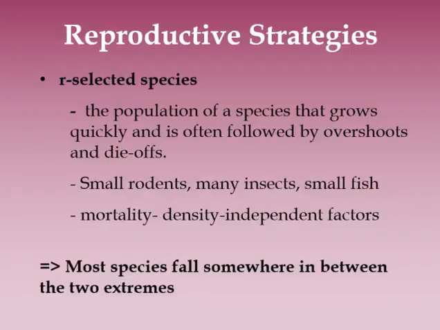At the other end of the spectrum, there are R-selected species. R-selected species reproduce rapidly. They have a short generation time. They produce lots of offspring each time they reproduce, and they reproduce often. Examples of R-selected species would be insects and small fish. Their mortality is more likely to be affected by density-independent factors like forest fires and droughts. Most species fall somewhere along the spectrum and demonstrate characteristics from both K and R selected species.